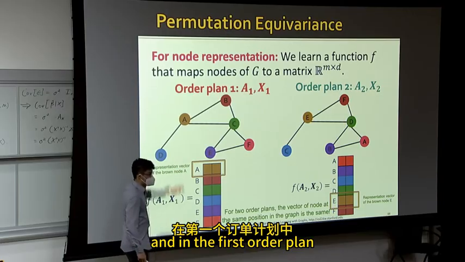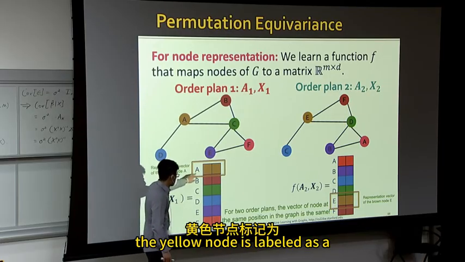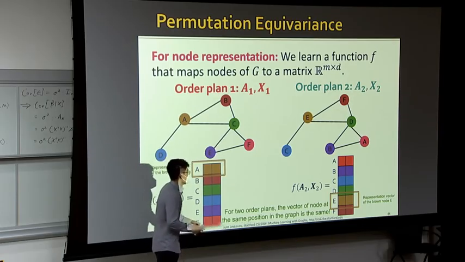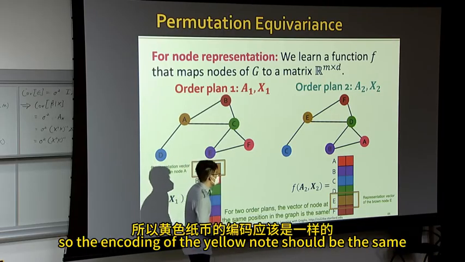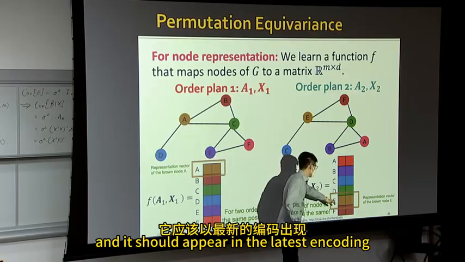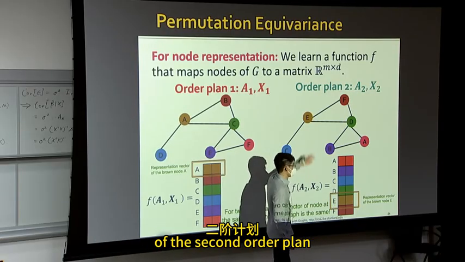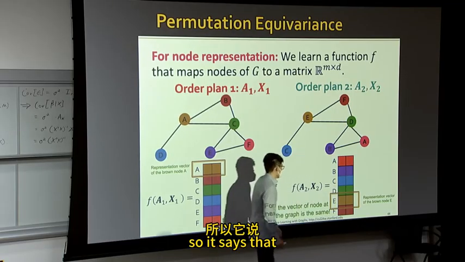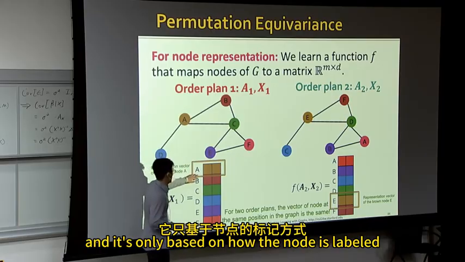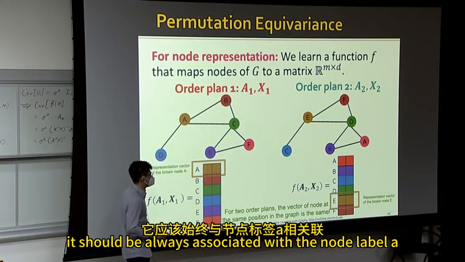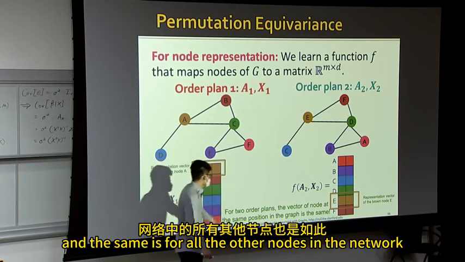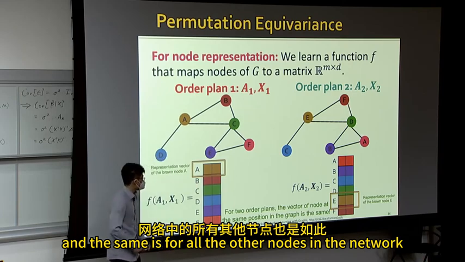And in the first order plan, the yellow node is labeled as A, and it appeared here. And our hope is that because we only shuffle the order of the node, the encoding of the yellow node should be the same. And it should appear in the latest encoding of the second order plan, E. So it says that the encoding for a node should stay the same, and it's only based on how the node is labeled. It should always be associated with the node label A and node label E. And the same is for all the other nodes in the network.